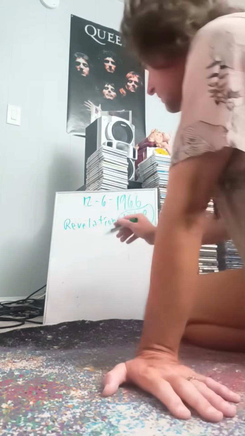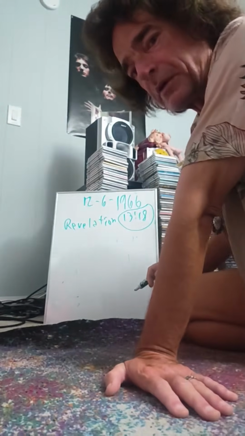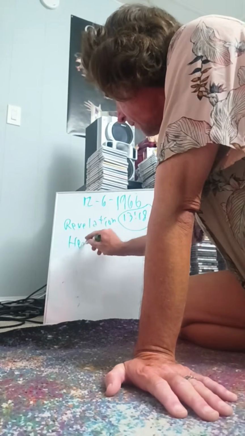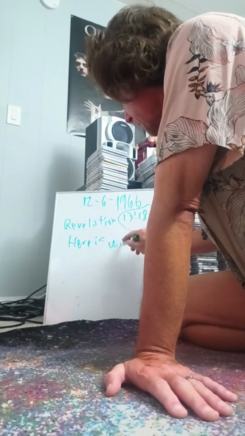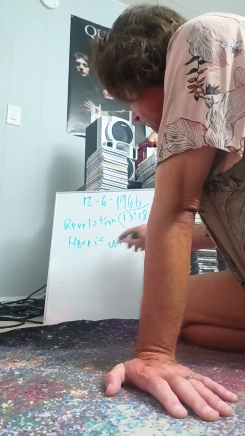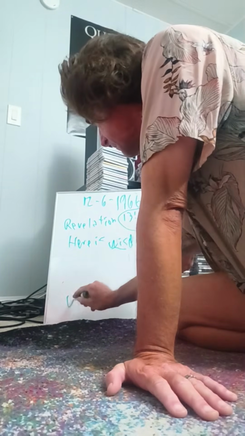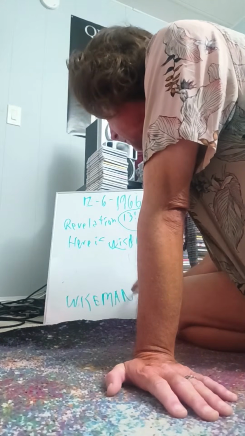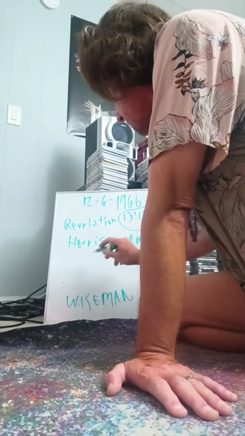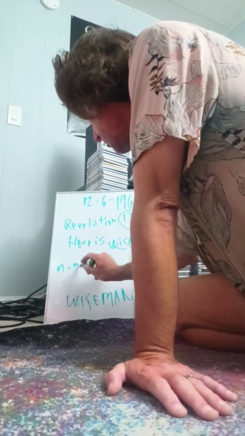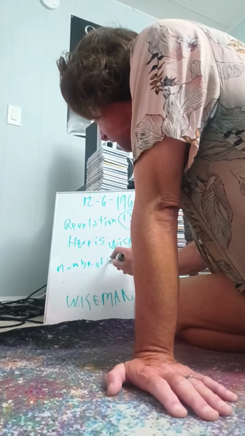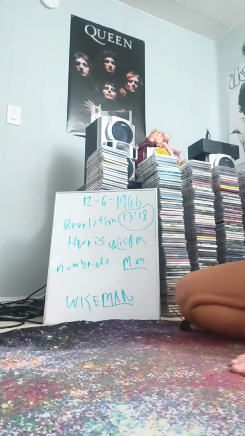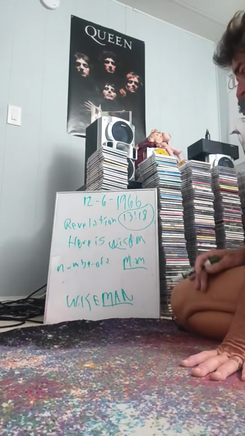And the verse mentions my last name with every letter except the middle letter E. It says, here is wisdom. But wise, W-I-S, is the first 3 letters in my name, which is Wiseman. Let him that hath understanding count the number of the beast, for it is the number of a man. Well, man is the last 3 letters of my last name. Just the middle E is missing. Wise man.